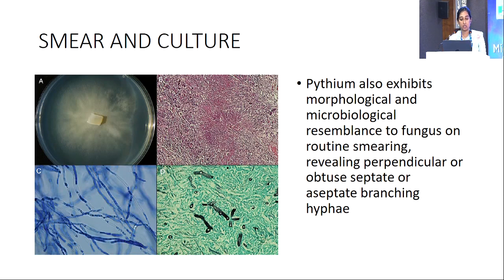Smear and culture. Slide A shows the culture plate of Pythium insidiosum. Pythium exhibits morphological and microbiological resemblance to fungus on routine smearing, revealing perpendicular or obtuse septate or aseptate branching hyphae. In slide C, we can see the septate or branching hyphae, which resemble fungal keratitis.